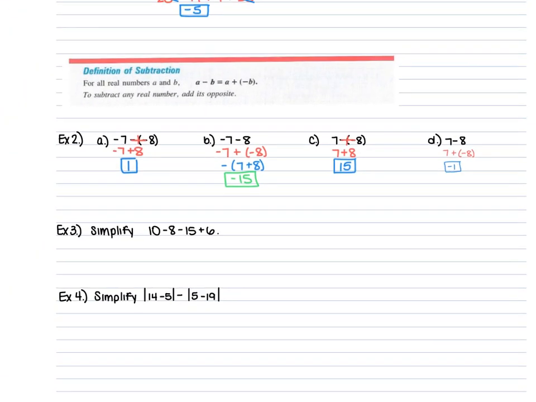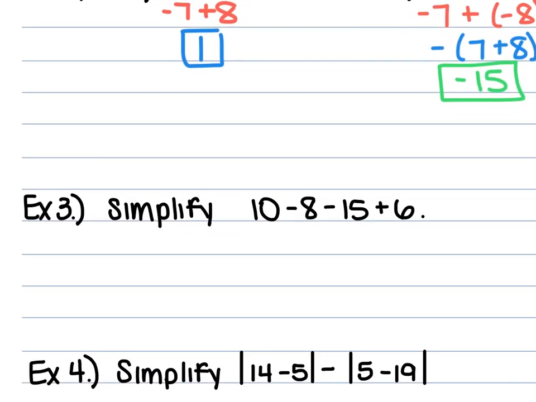Now we can move on to example 3. For example 3, we have 10 minus 8 minus 15 plus 6. So I would like to use addition for this, so I'm going to turn it into addition if I need to. I can start moving from left to right. I have 10 minus 8, which automatically is 2, minus 15 plus 6. If I do the 2 minus 15, that's going to give me a negative 13 plus 6.